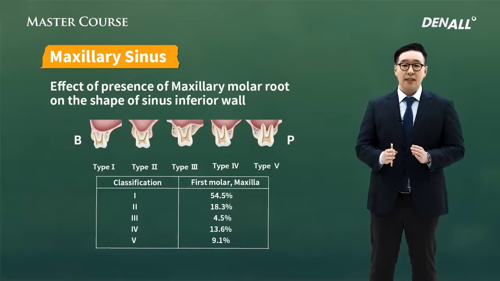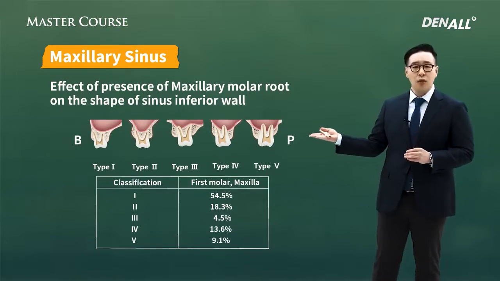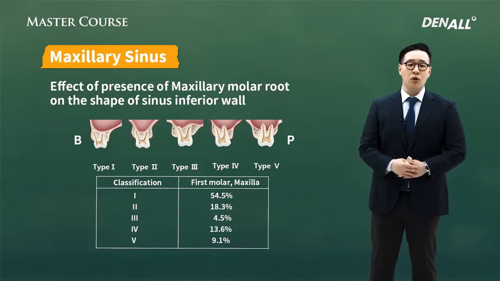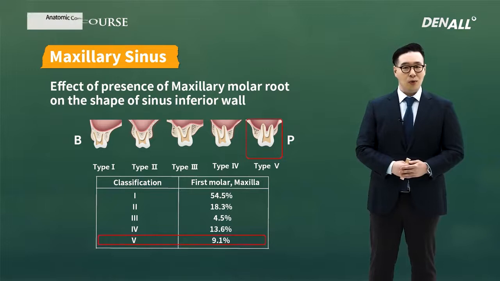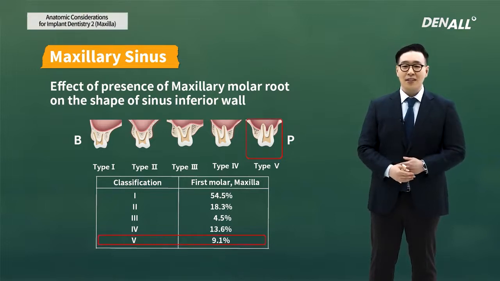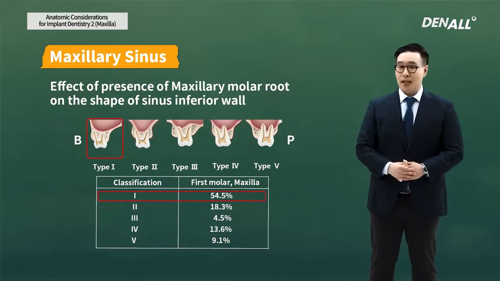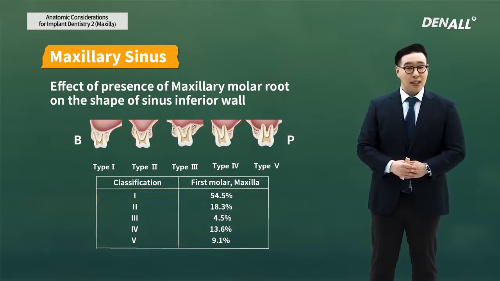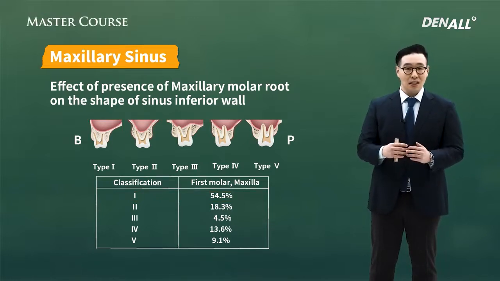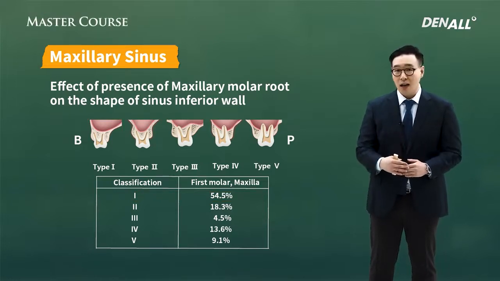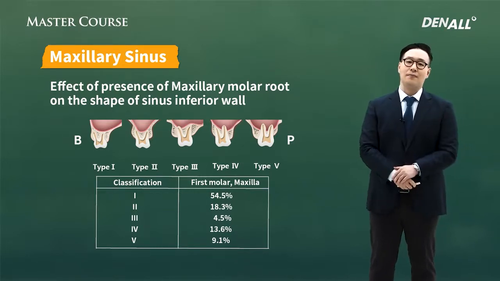Now, the molar root affects the shape of the sinus inferior wall. In type 5, it's very irregular and rough, and the possibility is low at 9.1. Most cases are flat, as in type 1. That's what the report says. But if you are planning for sinus bone grafting, you have to have an accurate CT diagnosis to avoid any unexpected situation during surgery.